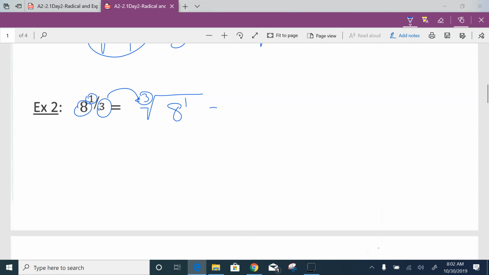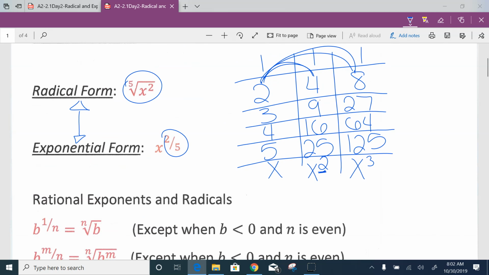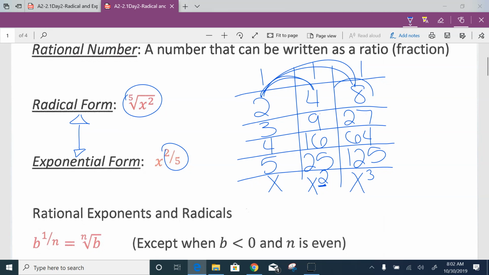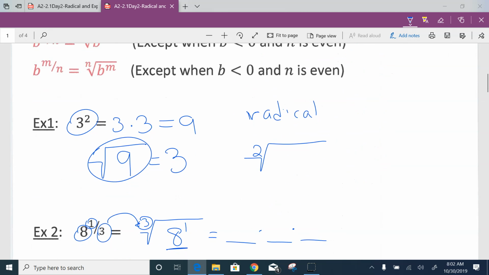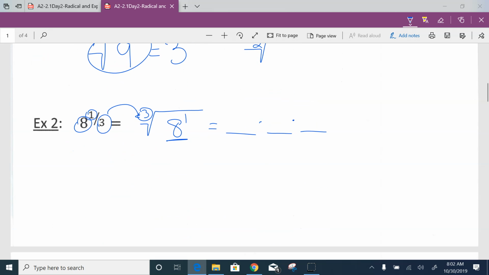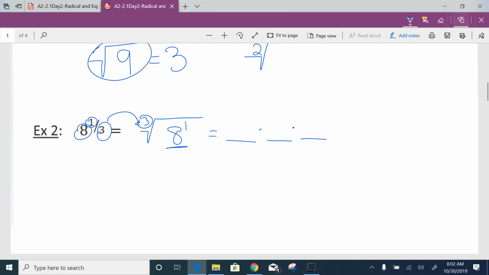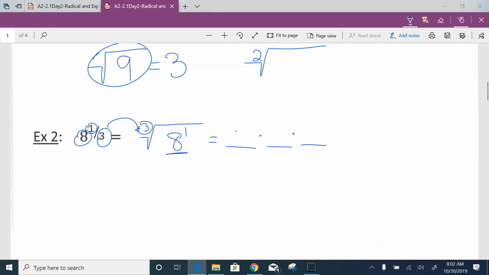That means some number times itself and times itself again will give me the 8 that I have right there. If you go back to your chart that we created in the very beginning up here, we have the number 8 right there. And the number that was multiplied to the third power was 2. So in this case, the cube root of 8 would be the same thing as saying 2 times 2 times 2. Or in other words, the cube root of 8 is 2.